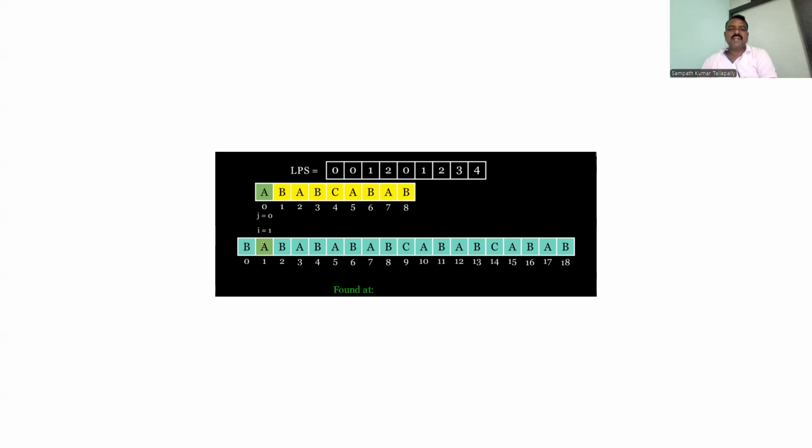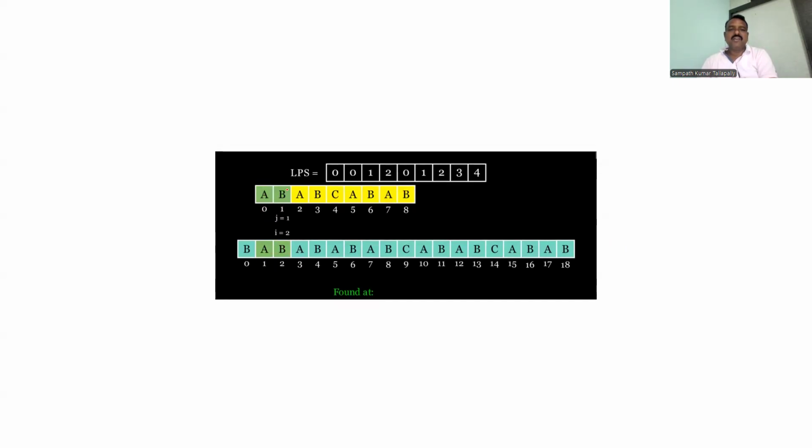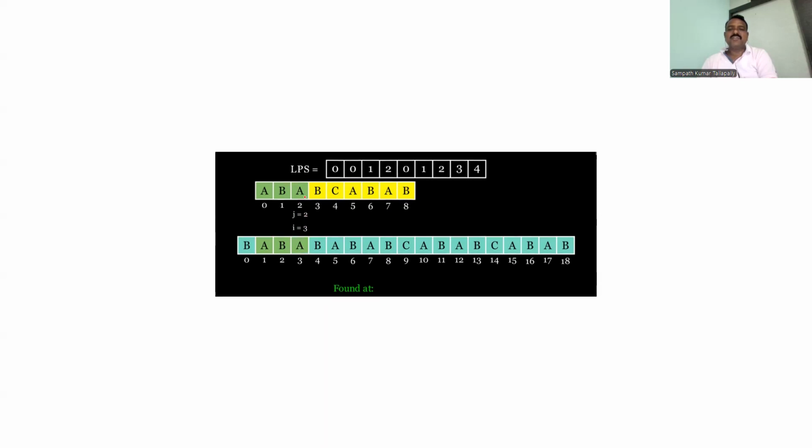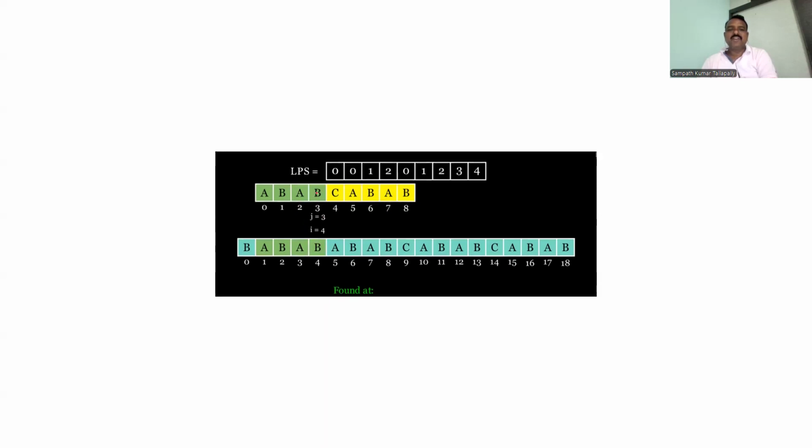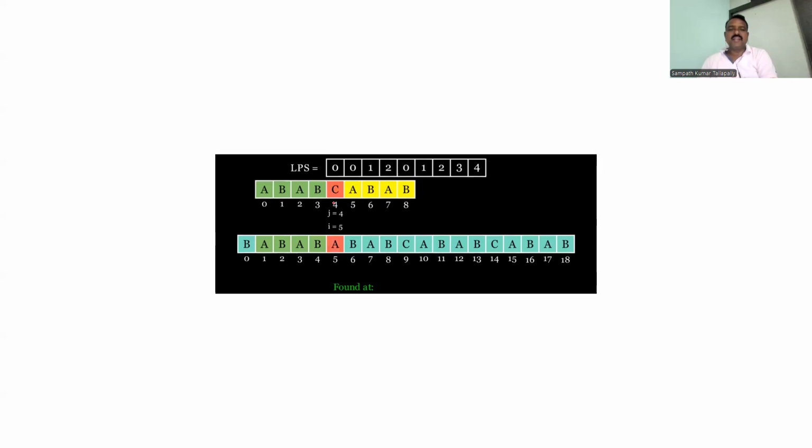And if these two characters are same, now I increment my J and also my I. Now again we found that these two characters are same. When these two characters are same, again we increment the value of my I. And again, if we found that these two characters are same, we increment the value of my J and I, because they are same.